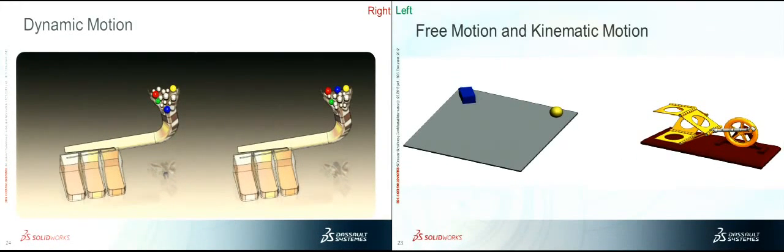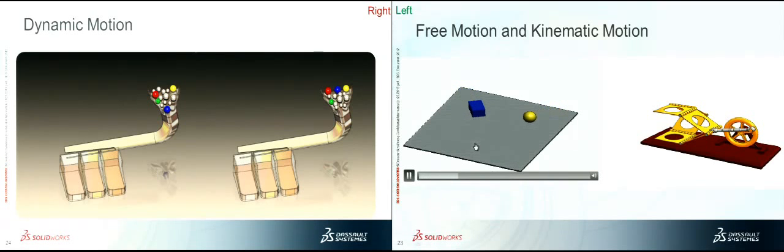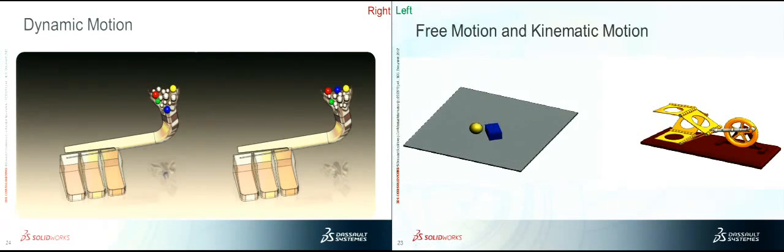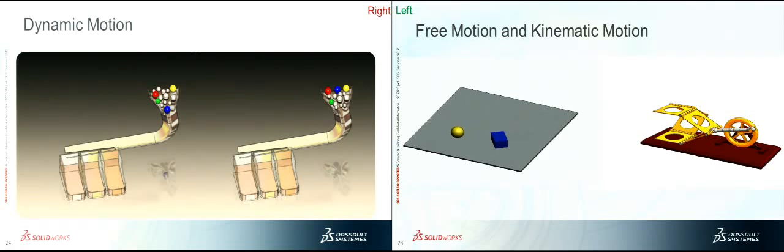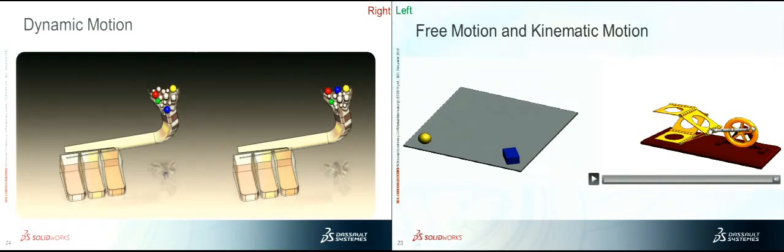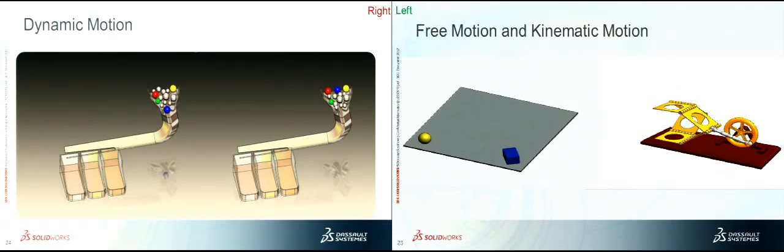So first of all, we have free motion and kinematic motion. We have a couple of examples here. So essentially in SolidWorks, they're mathematical bodies, right? So either they recognize one another or they don't. In this case, when we watch the animation, they don't know that they're solids. They just kind of pass through each other, right? Same thing over here with kinematic motion. It really is the same, but we have mates to tell them how to interact with one another.